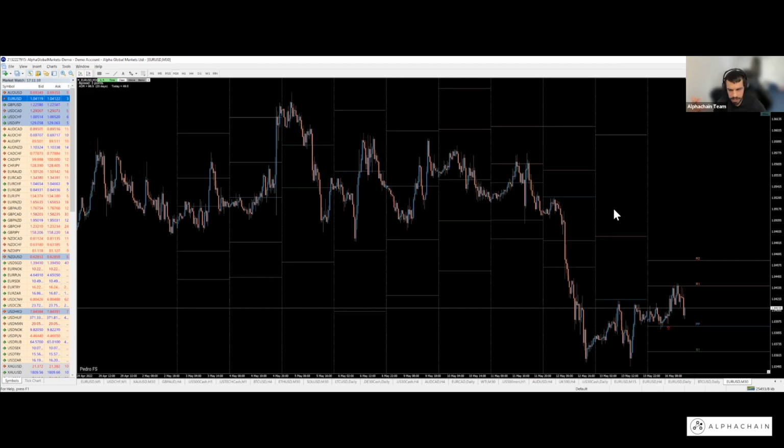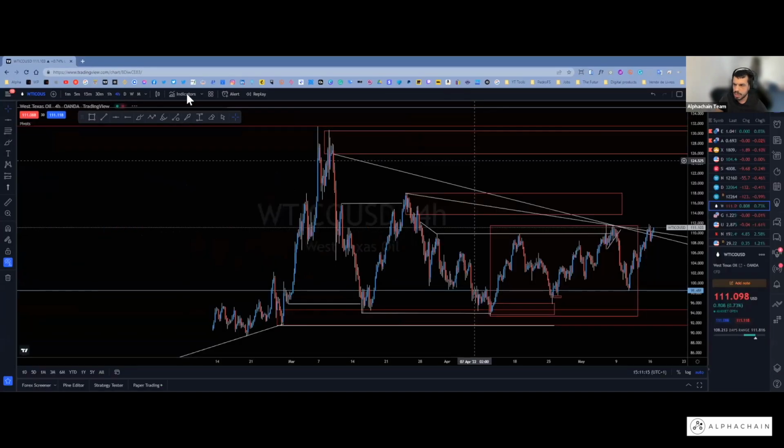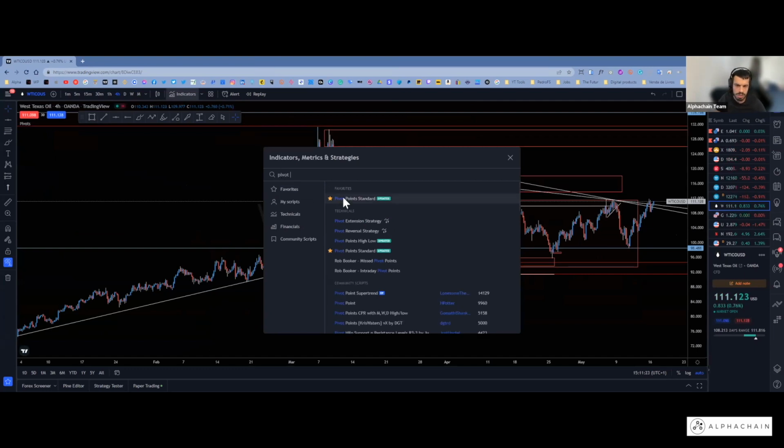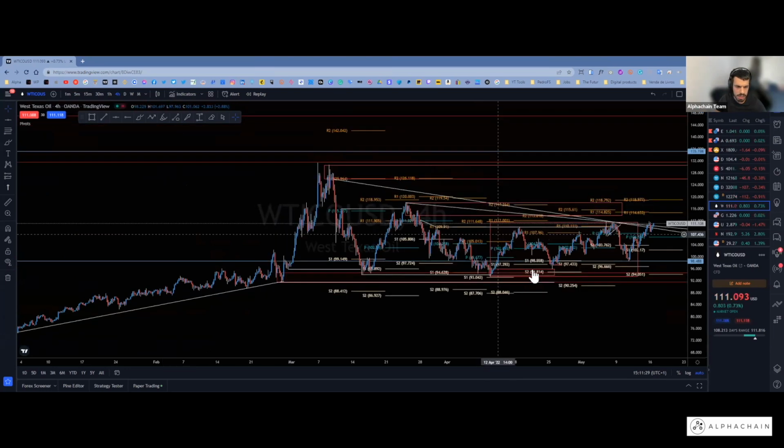By the way, on TradingView, you have that indicator, which is this one. So if you come here to indicators and search for pivot point, I think the one we usually use is the Standard. If you press on the Standard, it's going to appear something like this.